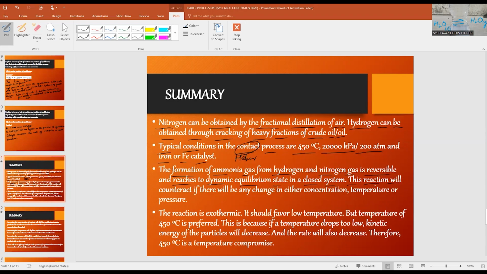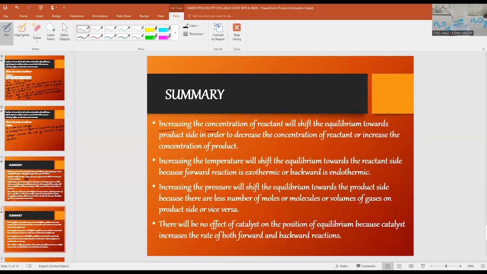This reaction will counteract if there is any change in either concentration, temperature, or pressure. The reaction is exothermic. It should favor low temperature, but a temperature of 450 degrees centigrade is preferred. This is because if the temperature drops too low, kinetic energy of the particles will decrease and the rate will also decrease. Therefore, 450 degrees centigrade is a temperature compromise. Increasing the concentration of reactant will shift the equilibrium towards the product side in order to decrease the concentration of reactant or increase the concentration of product.